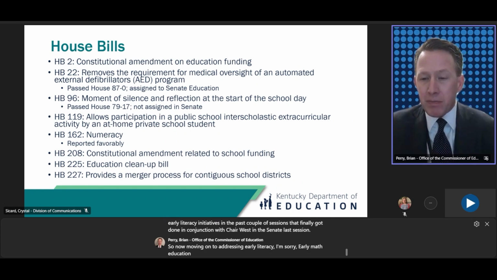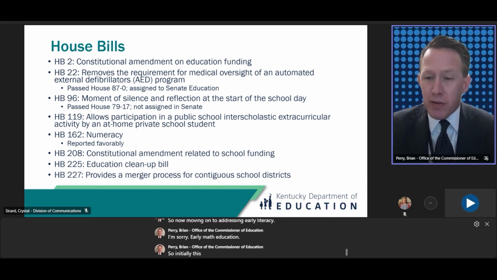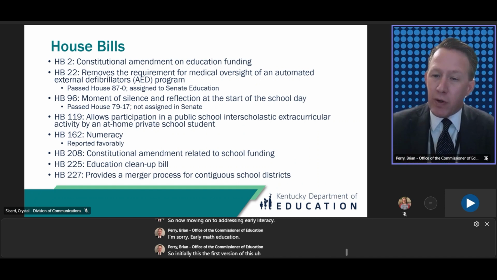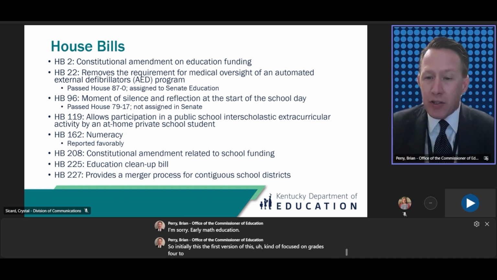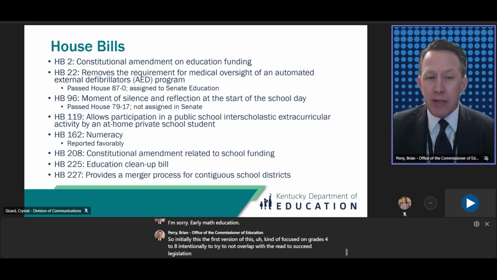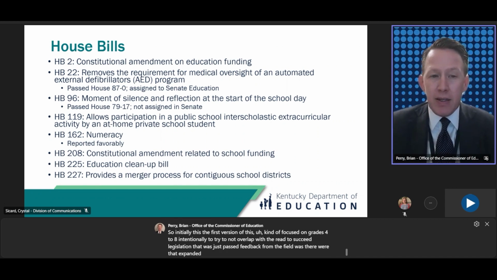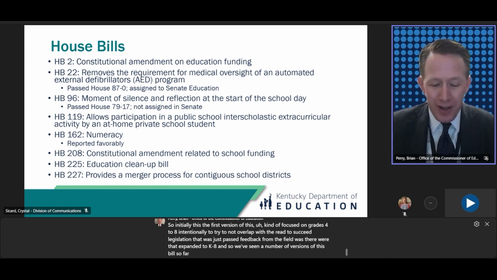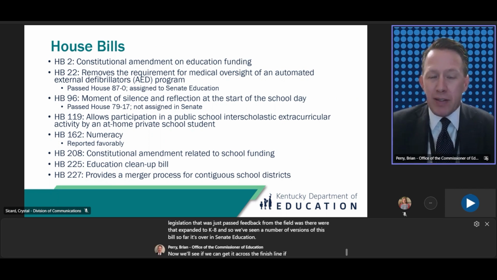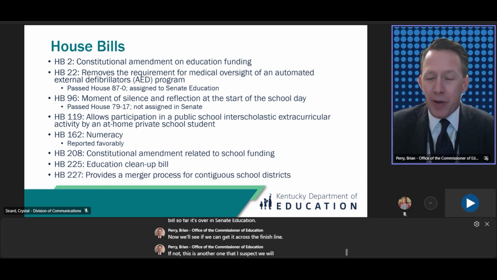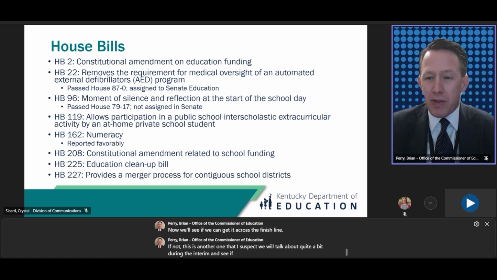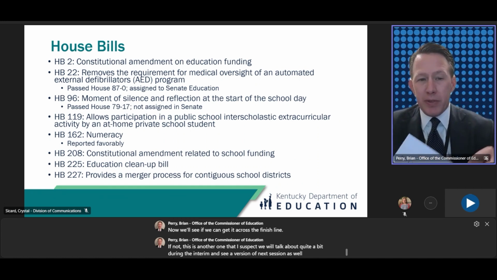early math education. So initially, the first version of this kind of focused on grades 4 to 8 intentionally to try to not overlap with the Read to Succeed legislation that was just passed. Feedback from the field was they wanted that expanded to K-8, and so we've seen a number of versions of this bill so far. It's over in Senate Education now. We'll see if we can get it across the finish line. If not, this is another one that I suspect we will talk about quite a bit during the interim and see a version of next session as well. Next slide, please.